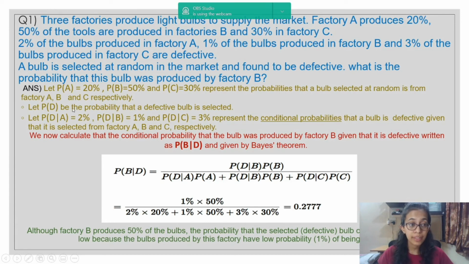We've represented the defective bulbs as PD and we've represented these values as PDA, PDB, and PDC respectively.